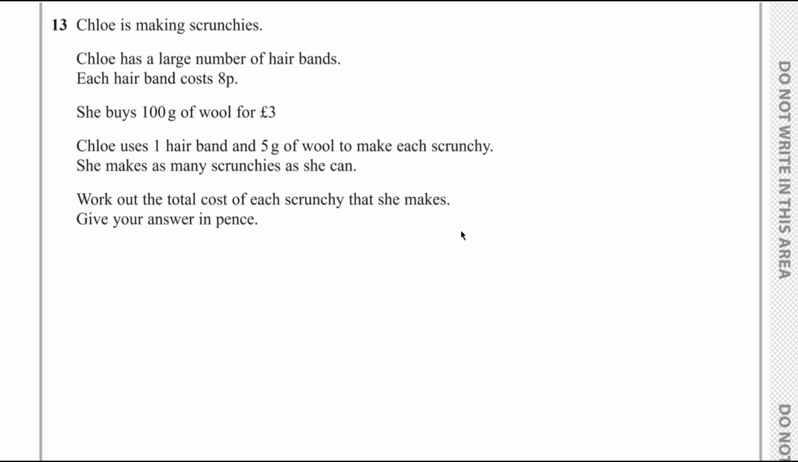So, to begin with, we know that each hairband costs 8 pence. And we know that she buys 100 grams of wool, and for 1 scrunchie, she uses 5 grams of wool. So with this we can find out how many scrunchies she can make. So 100 divided by 5 is 20, so she can make 20 scrunchies.